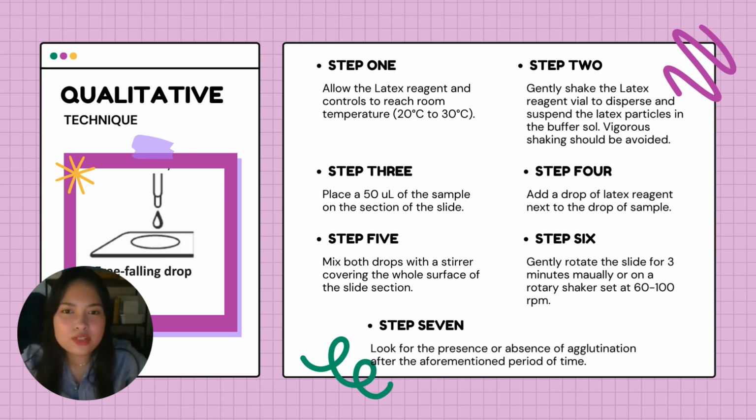Next, place 50 µL of the sample on the section of the slide. Then add a drop of latex reagent next to the drop of sample, and then mix both drops with a stirrer covering the whole surface of the slide section. Next, gently rotate the slide for 3 minutes manually or on a rotary shaker set at 60 to 100 RPM. And for the last step, look for the presence or the absence of agglutination after the aforementioned period of time, which is the 3 minutes.